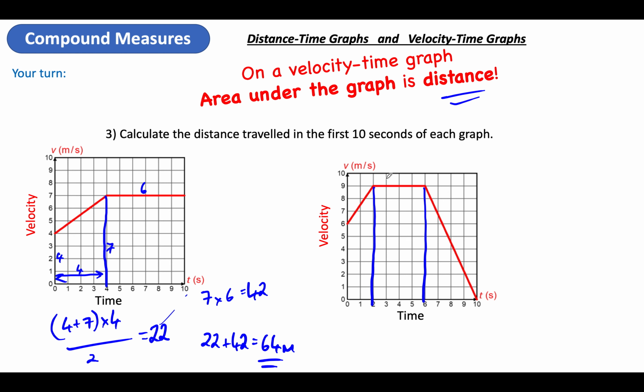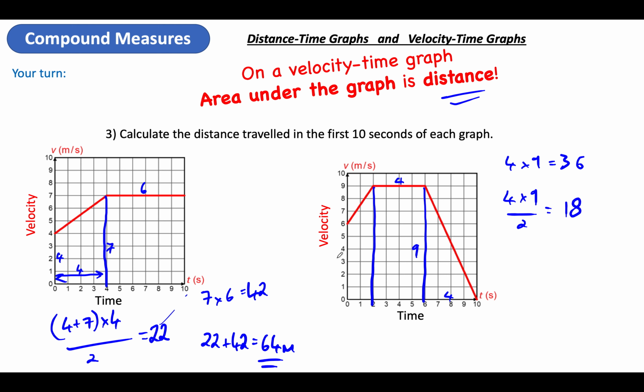Now, my rectangle has a width of 4 and a height of 9. So my rectangle has an area of 4 times 9, which is 36. My triangle has a base of 4 and a height of 9. So that's 4 times 9 divided by 2, base times height divided by 2, which is 18.